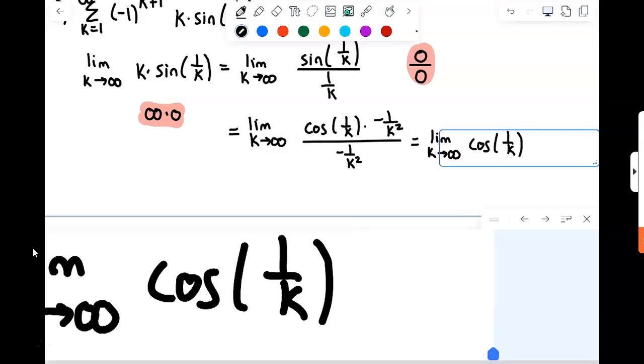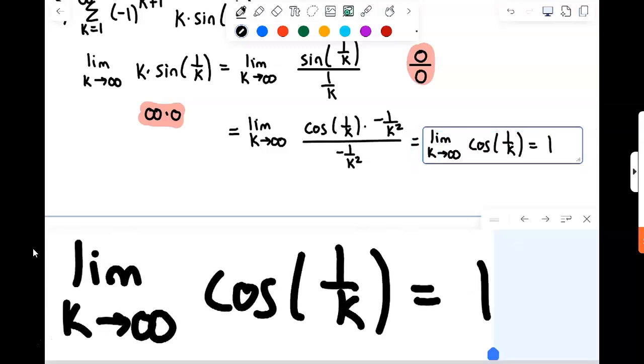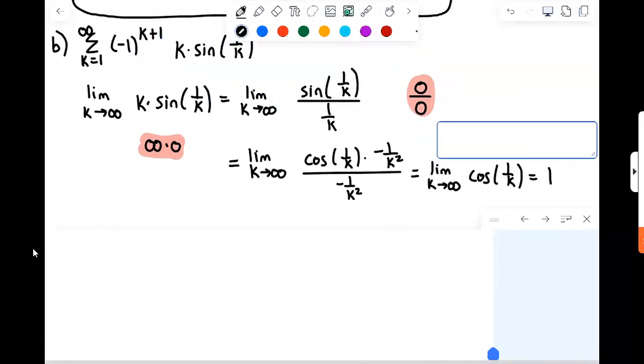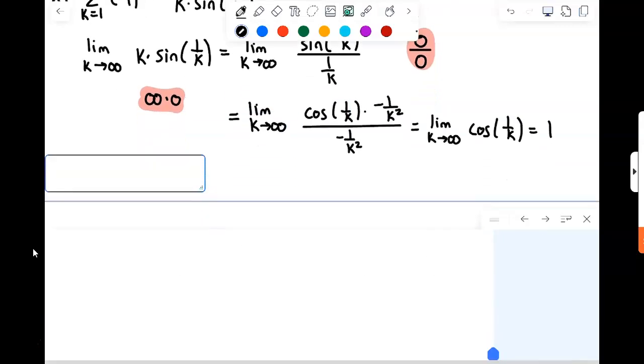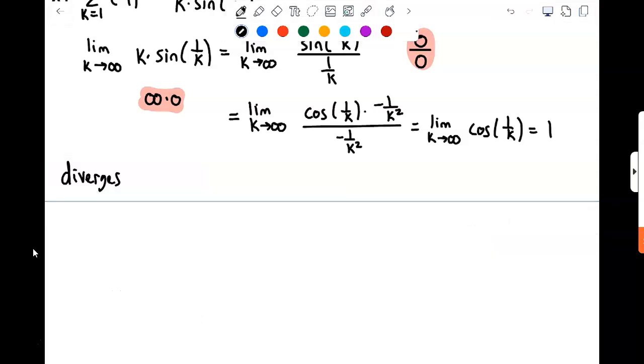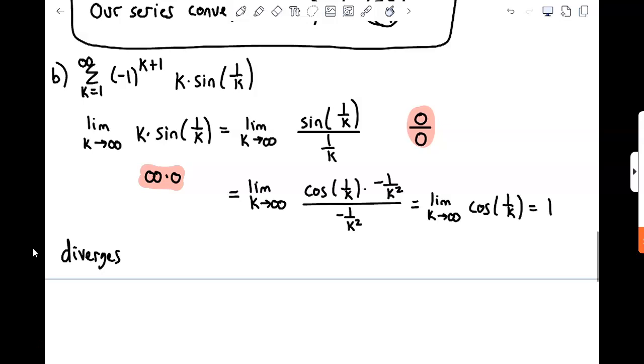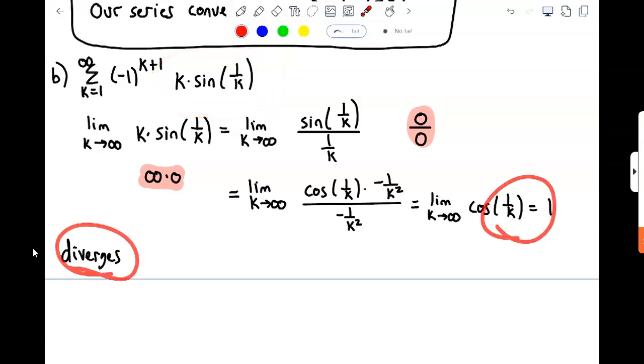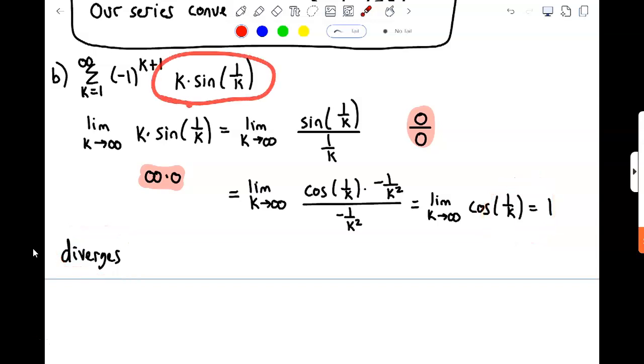And as k goes to infinity, 1 over k goes to 0. Cosine of 0 is 1. So this underlying sequence is approaching 1, and therefore it diverges. And I don't even have to worry about whether k sine of 1 over k is a non-increasing sequence or not, because the limit idea never mattered. Actually, it turns out this is an increasing sequence.